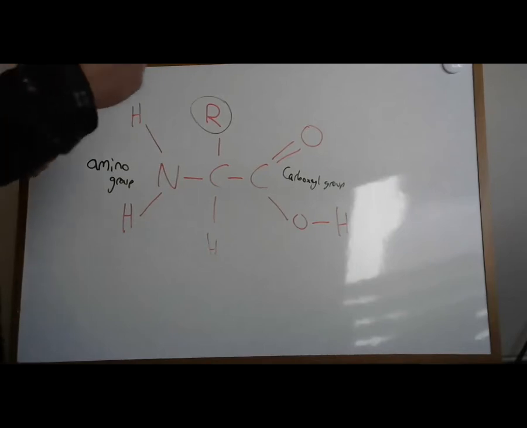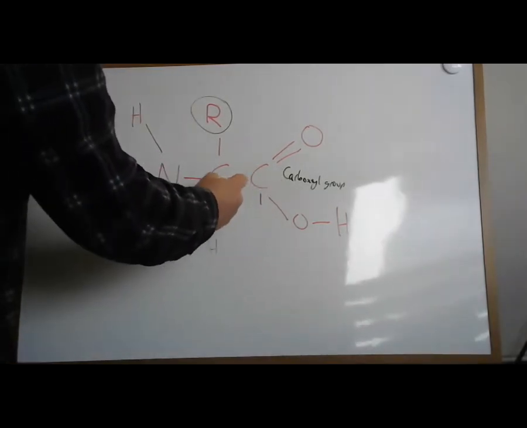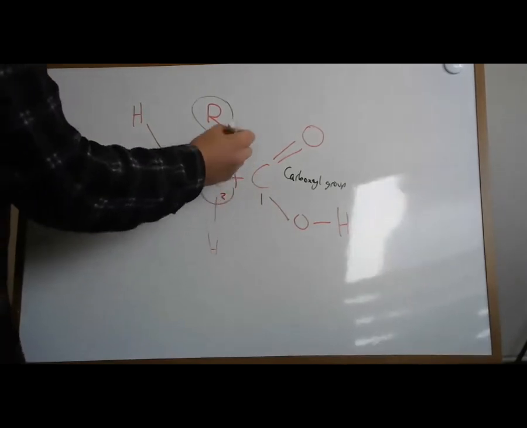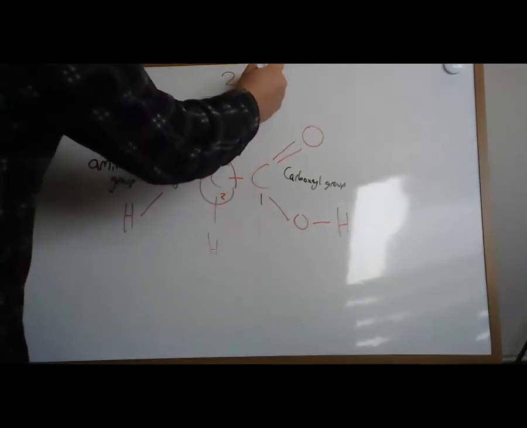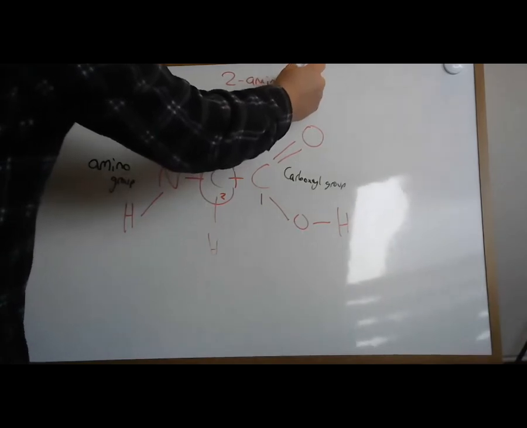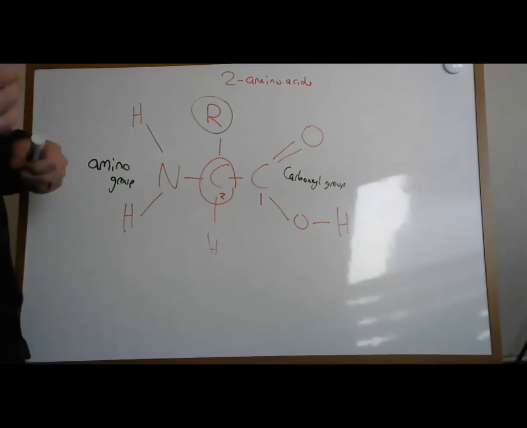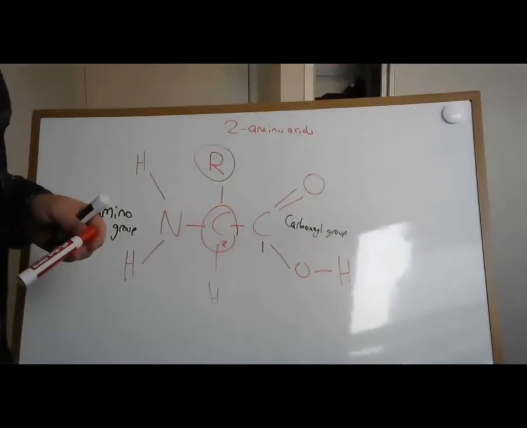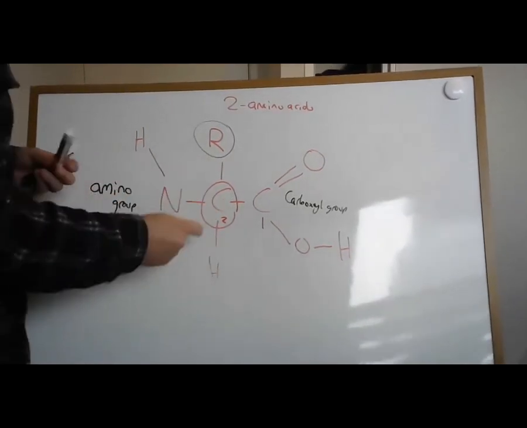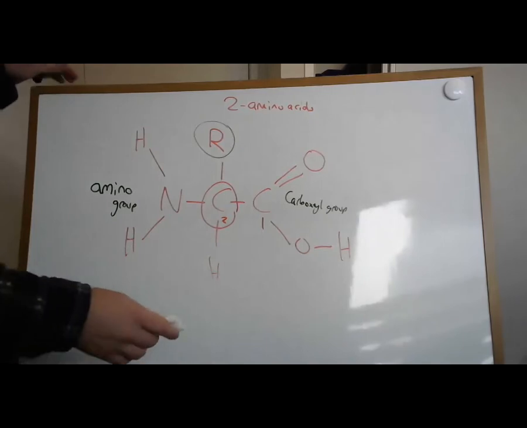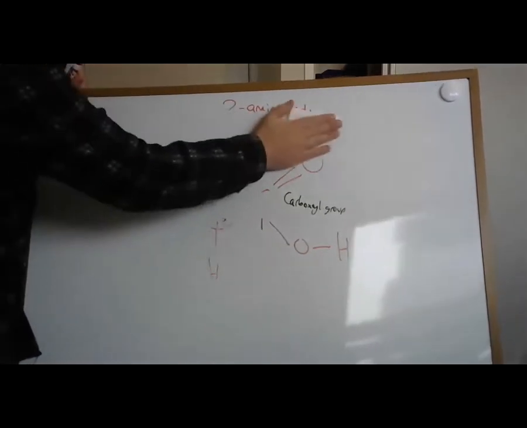And if we count the carbons backwards from here, we call these 2 amino acids. So, and this, like in our organic compounds, tells us that the functional R group comes off the second carbon. So, you can look at the next slide and you can see how it kind of looks in 3D space.